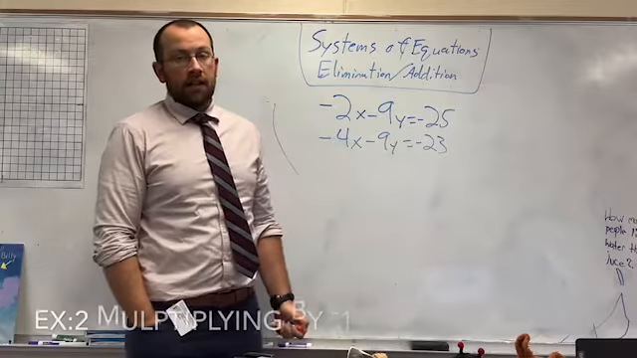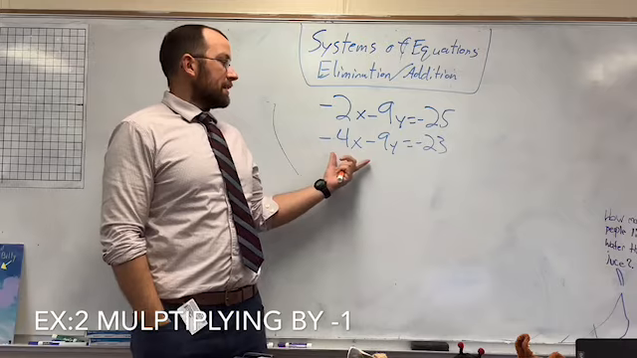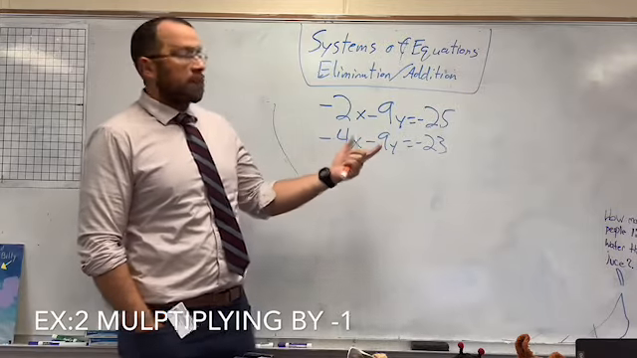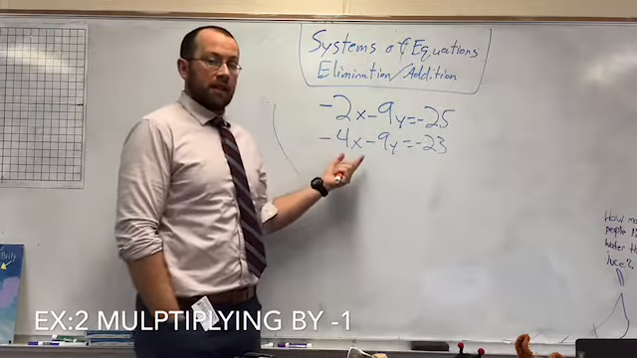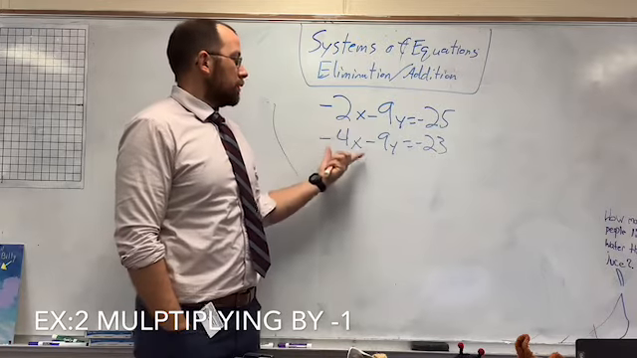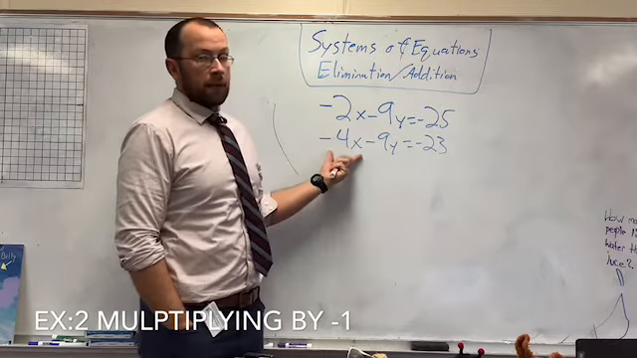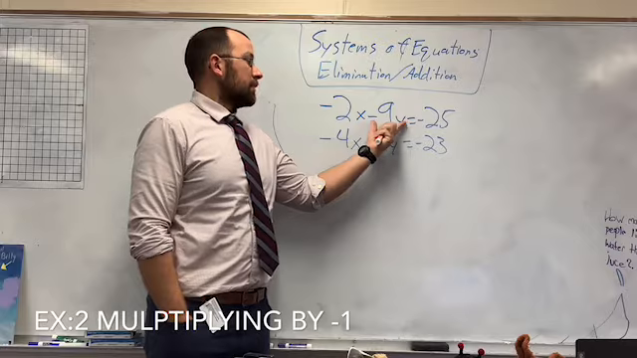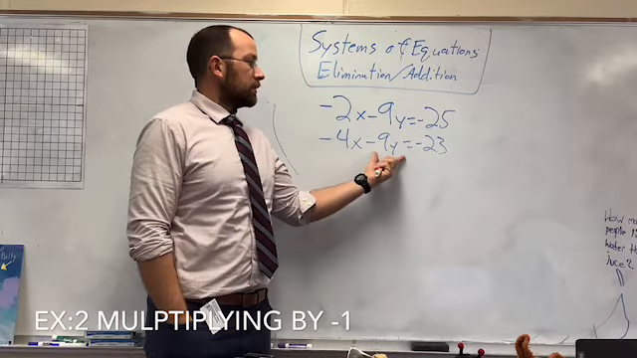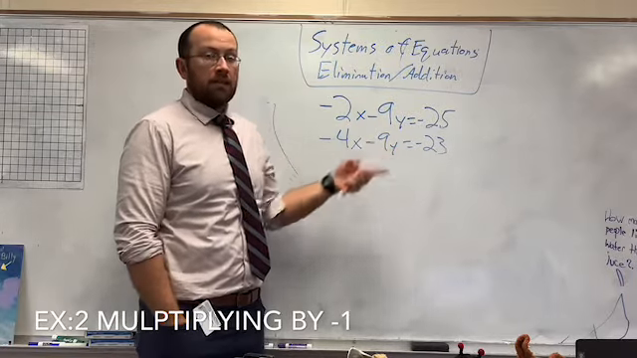All right, here's our second example. This one is not set up like the other one. So I'm looking for the opposites in the first and second in the x or the y. So I have negative 2 and negative 4. They're not the same number, they're not opposites. Negative 9 and negative 9. They're the same number, so I need one of them to be the opposite.